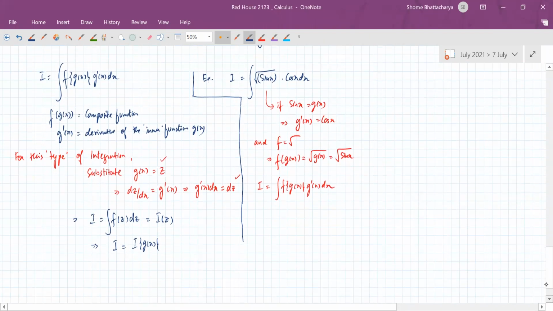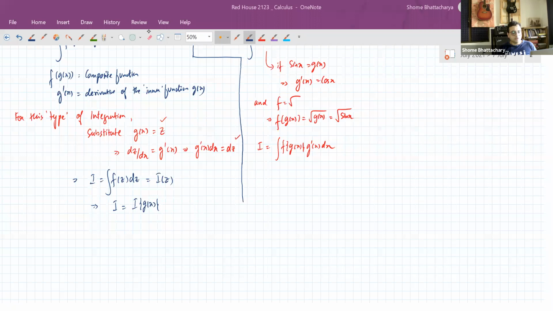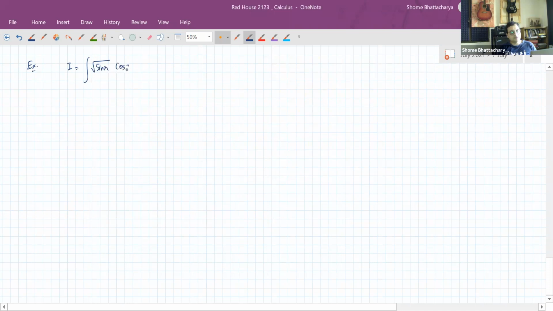Okay, so now let's apply this to this particular example. Coming back to this example we had, square root of sin x multiplied by cos x. The cos x is outside the square root, into dx. So here we recognize that if we take sin x as g, then cos x is the derivative of this. So what we'll do is substitute sin x as z. So dz by dx is the differentiation of sin x, which we know to be cos x.